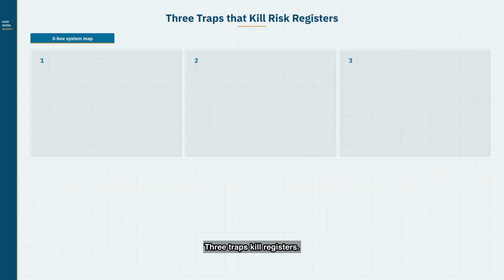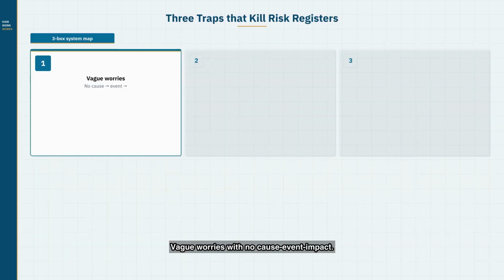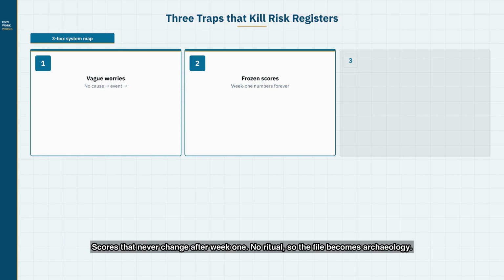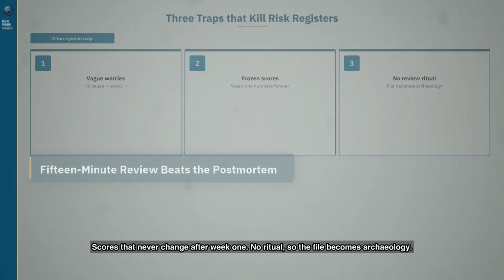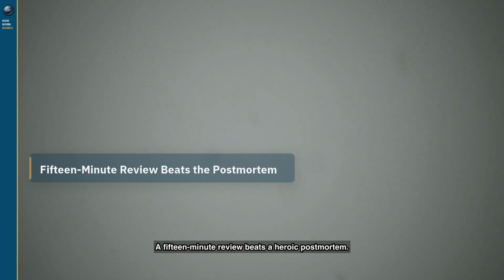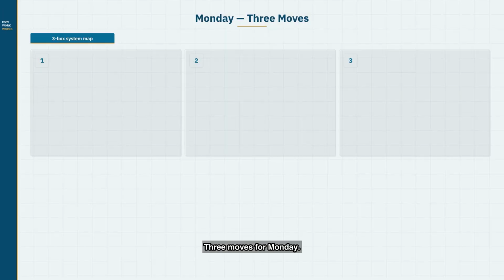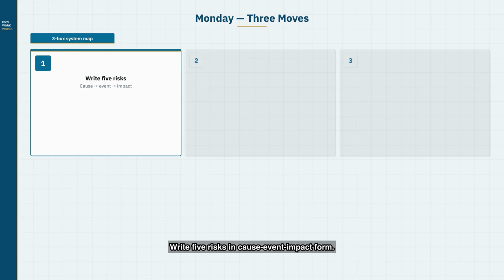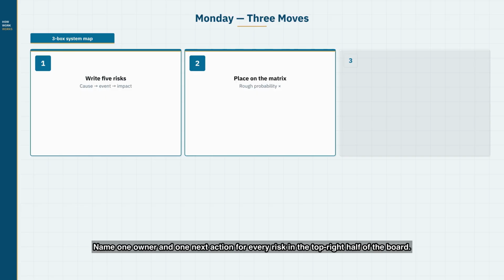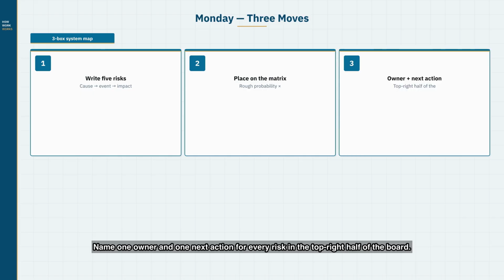3 traps kill registers: vague worries with no cause-event-impact, scores that never change after week 1, no ritual so the file becomes archaeology. A 15-minute review beats a heroic post-mortem. Close with 3 Monday moves. Write 5 risks in cause-event-impact form. Place them on a rough probability impact matrix. Name 1 owner and 1 next action for every risk in the top right half of the board.